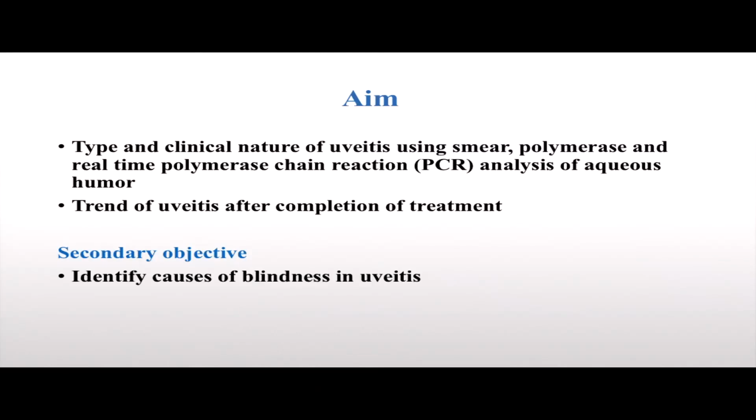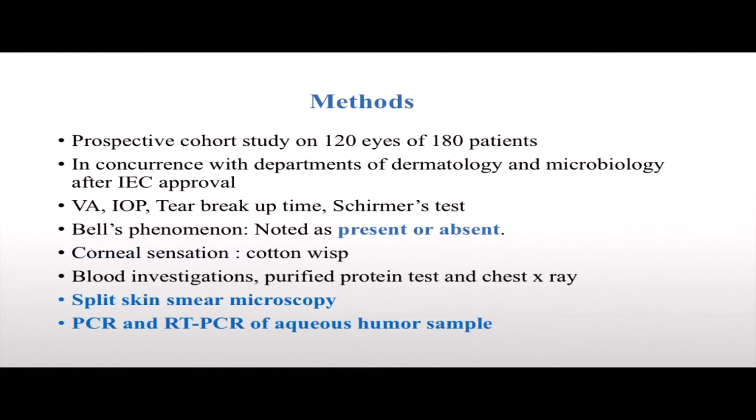Good afternoon. The title of my topic would be Clinical Profile of Uveitis in Treated Histopathologically Negative Hansen's Disease. The primary aim of my study was to identify the type and clinical nature of uveitis using a smear, polymerase, and real-time polymerase chain reaction analysis of the aqueous humor, and to detect the trend of uveitis after completion of treatment in these patients, and also to identify causes of blindness in Hansen's disease.